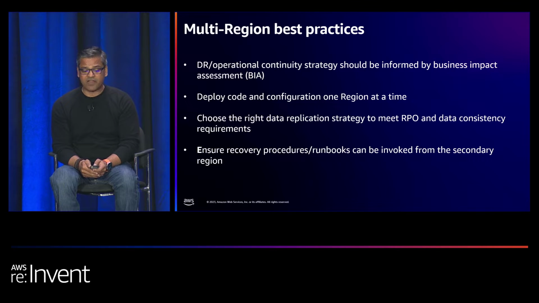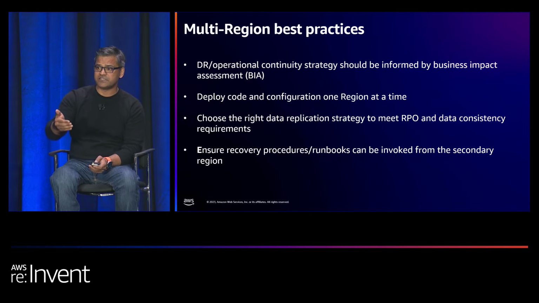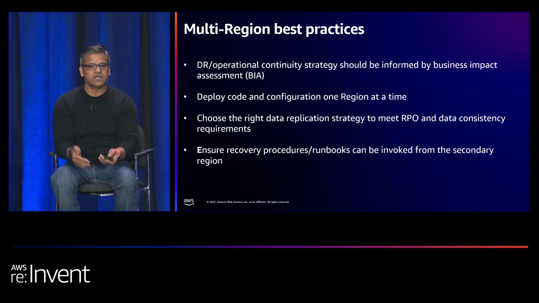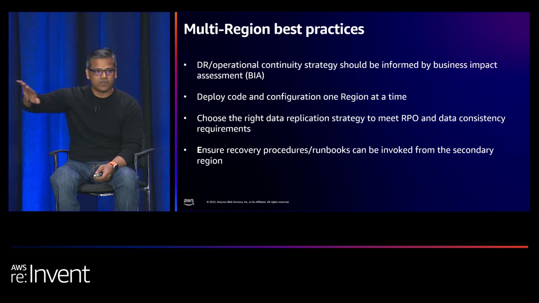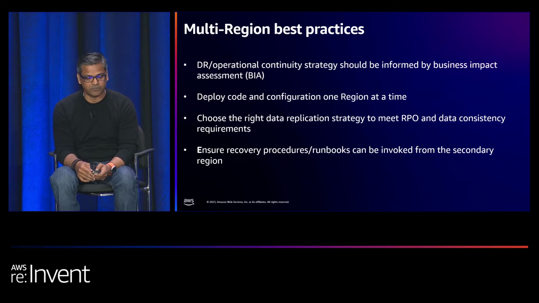And choose the right data replication strategy. Of course, in this example, we've shown how you can do this with Amazon Aurora. Whatever your system of record is or whatever your choice of database is, you need to think about whether you can meet your RPO goals, whether it's a simple backup and restore strategy all the way to near real-time replication. Just think about those replication strategies that meet those RPO goals. And again, ensure recovery procedures and runbooks can be invoked from the secondary region, just to avoid any kind of impact that may affect your recovery procedures in your primary region as well.